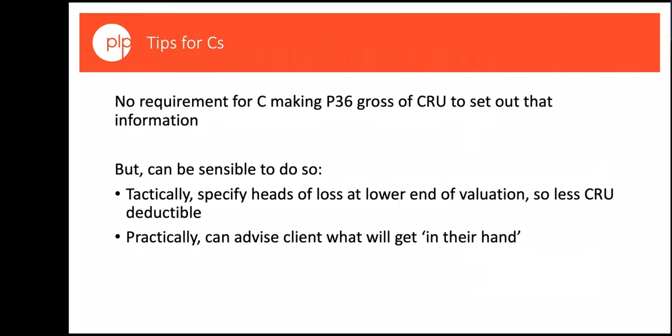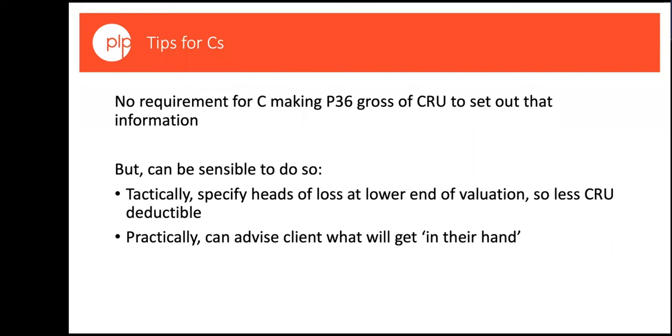Some tips for the claimant here. By contrast, Civil Procedure Rule 36 does not provide that the claimant has to provide the same information to a defendant in terms of setting out the basis of the offer. But being sensible, it might well be tactically worth you doing so. For example, if you're making an offer and you specify your heads of loss in terms of loss of earnings, care and assistance, anything to do with mobility at the lower end of any valuation that you provided to the claimant, and it is then an accepted offer based on that breakdown, there's going to be less CRU deductible and more for the claimant to be walking away with in their hands.